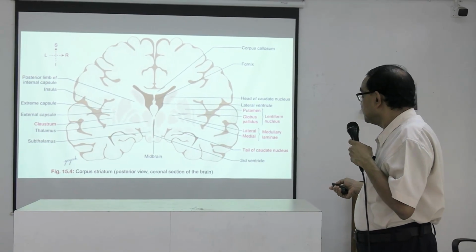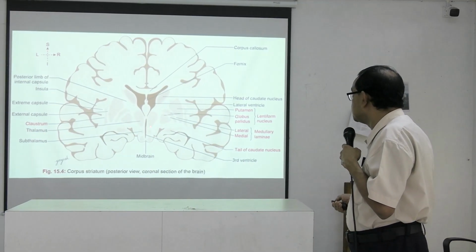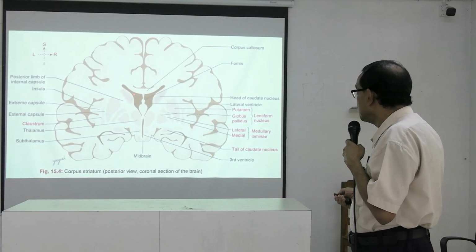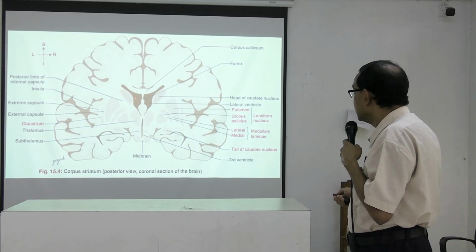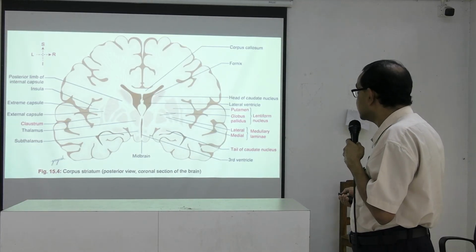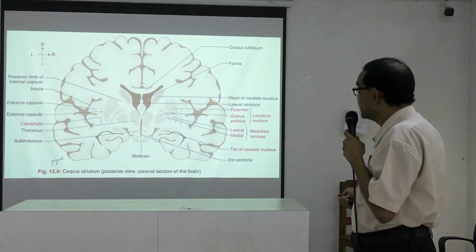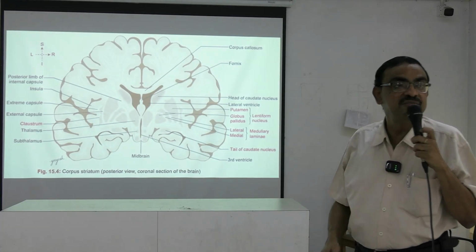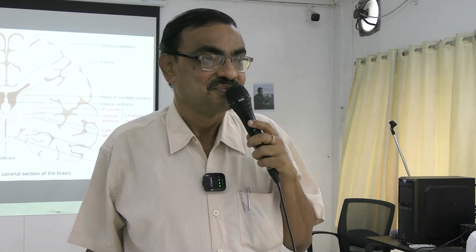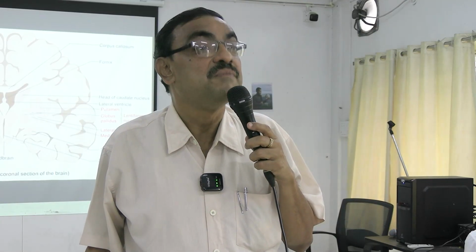So, next is this area which is called the internal capsule. And before that, you can see one area on either side of the midline. What is this? This is a cavity. That cavity contains cerebrospinal fluid. So that cavity is the lateral ventricle.